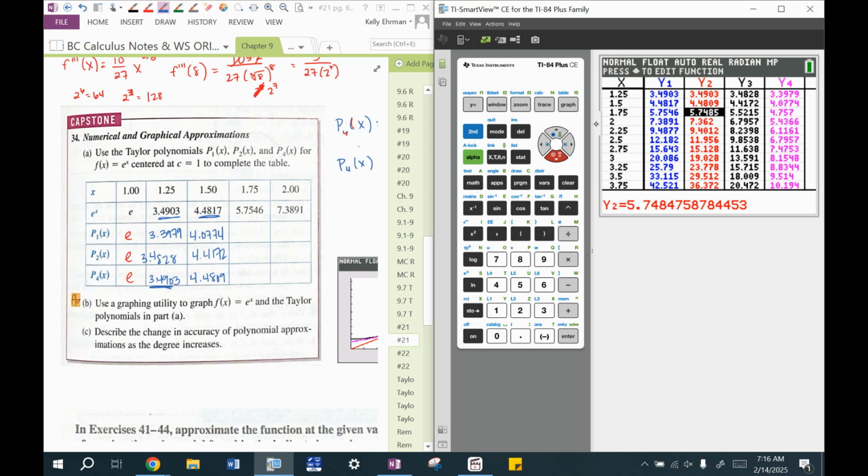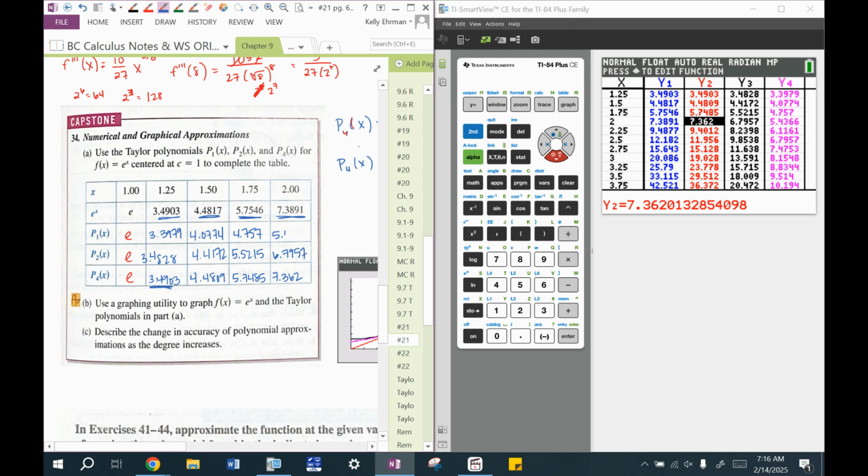What about 1.75? So here's what it should be. P4 says it's 5.7485. P2 says it's 5.5215, quite a bit off. And then the line says it's 4.757. And our last one is at 2. You can see the further we stray from the center, the more inaccurate these polynomials are. So for P4, it should be 7.3891. P4 says it's 7.362. So even that's not great. And then it's 6.7957. And then the line is 5.4366.